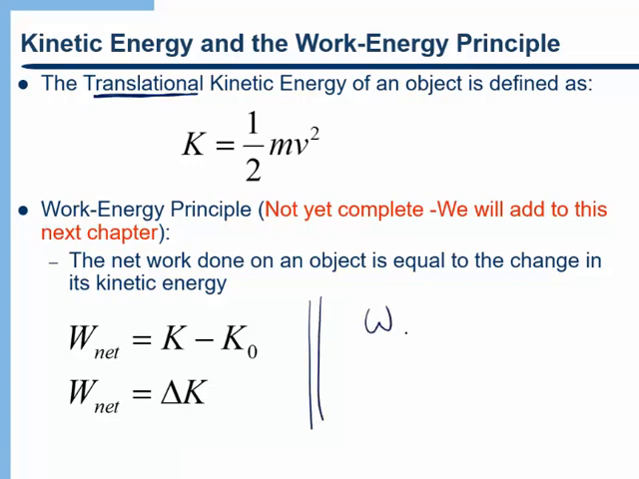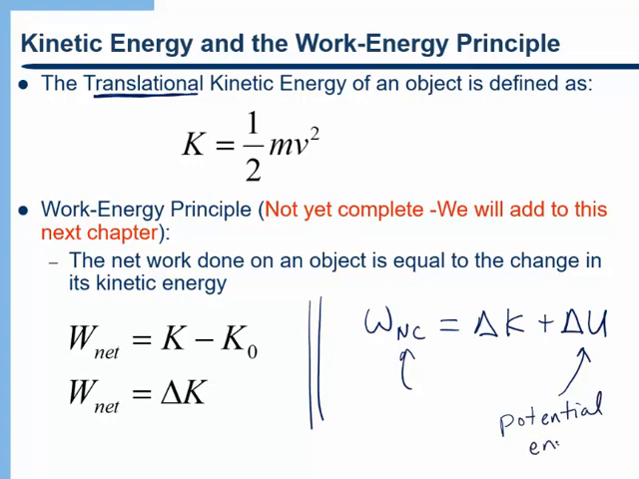Soon we will replace this with W_NC equals delta K plus delta U. And in a later video I'll tell you what I mean by NC, and we'll talk about delta U. But I'll just let you know that delta U is all about potential energy, which we'll talk about soon. But for now, here is our work-energy principle. If there's net work done on an object, then the object is going to either gain or lose kinetic energy based on whether the net work is positive or negative.